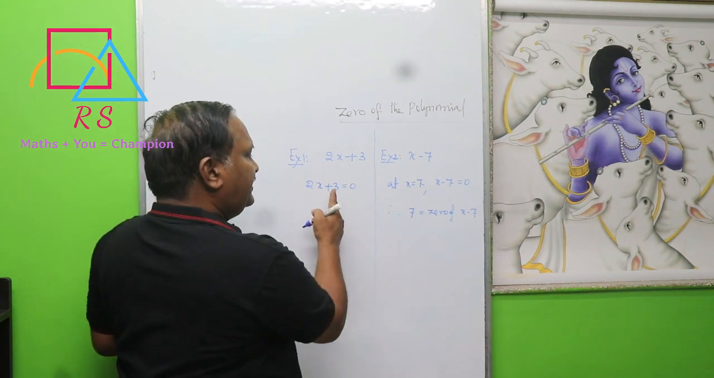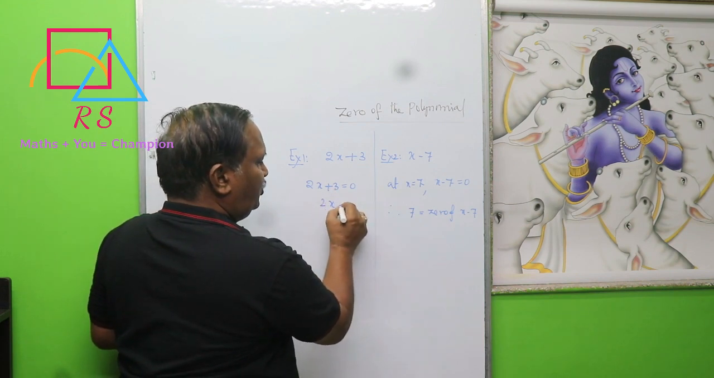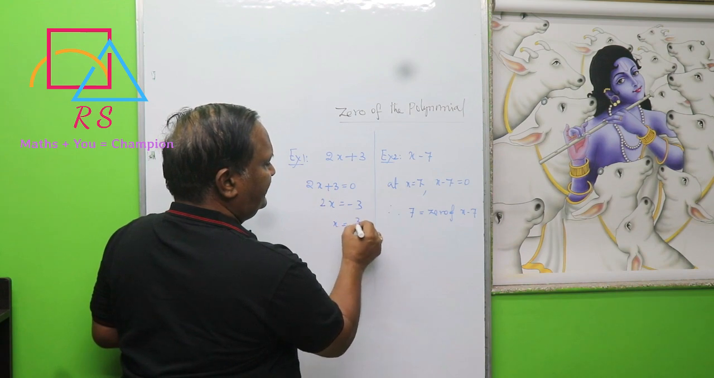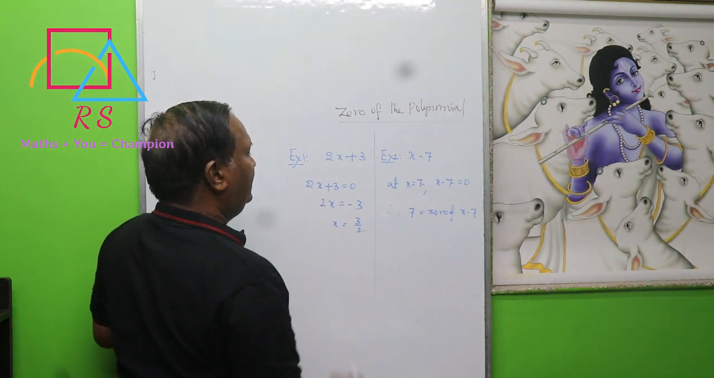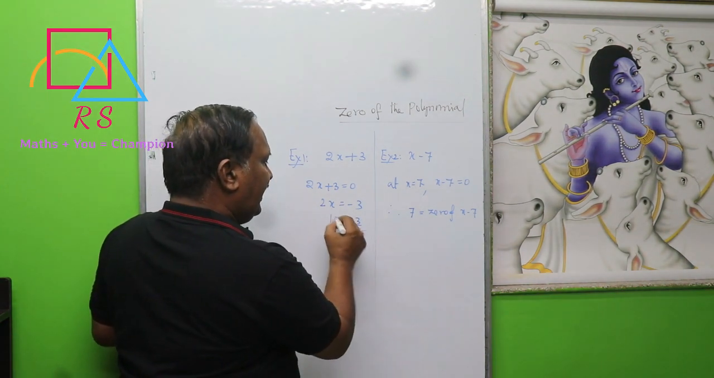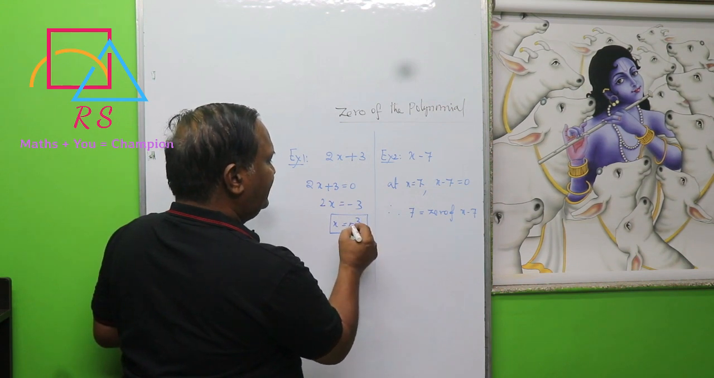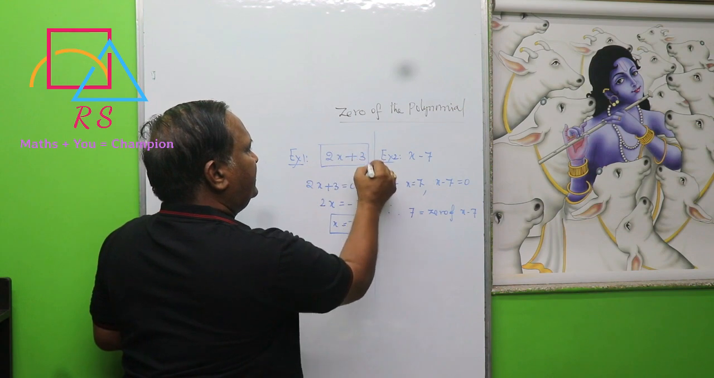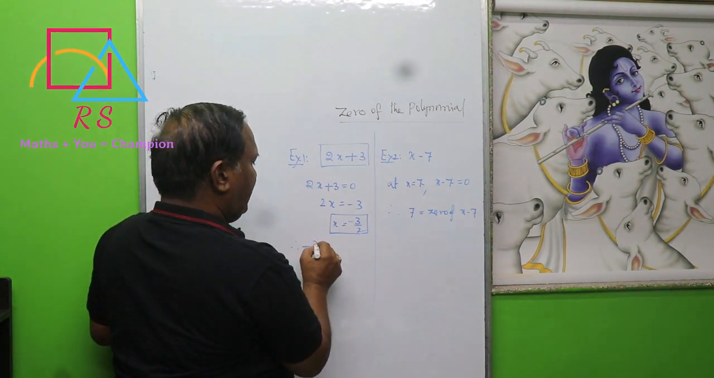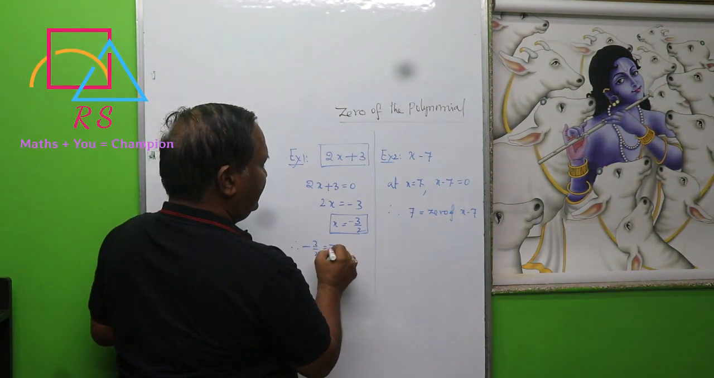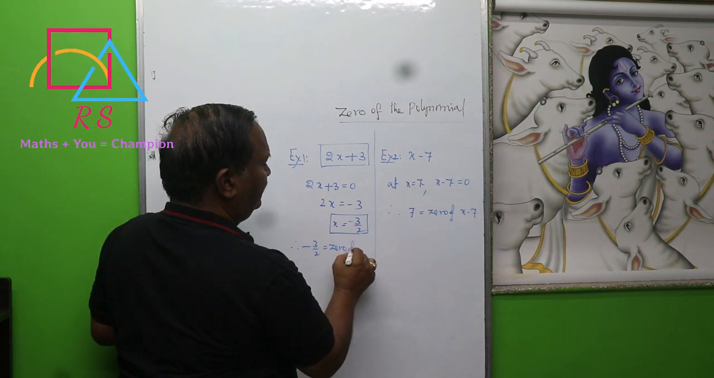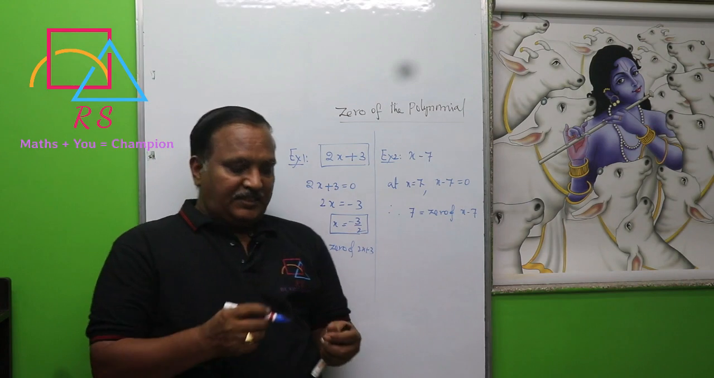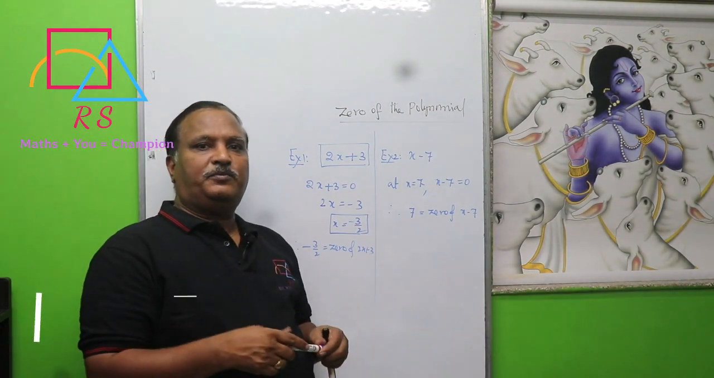Very simple. Send 3 to that side. 2x is equal to minus 3. Send 2 to that side, x is equal to minus 3 upon 2. So now at x equal to minus 3 by 2, this polynomial will become 0. Therefore, minus 3 upon 2 is the zero of 2x plus 3. So this is what the zero of the polynomial is.